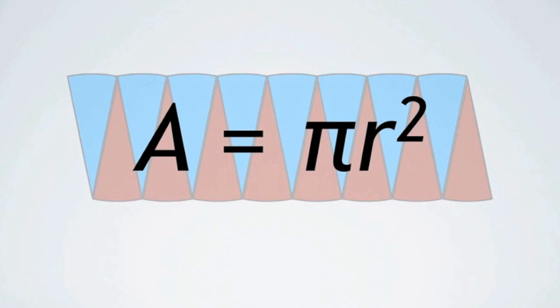It actually all goes back to the area of a rectangle. We've made that rectangle out of many, many small pieces of the circle.